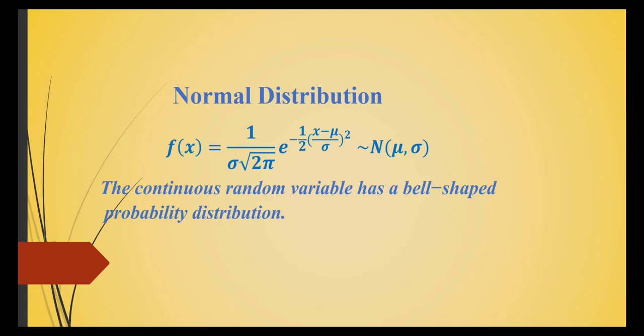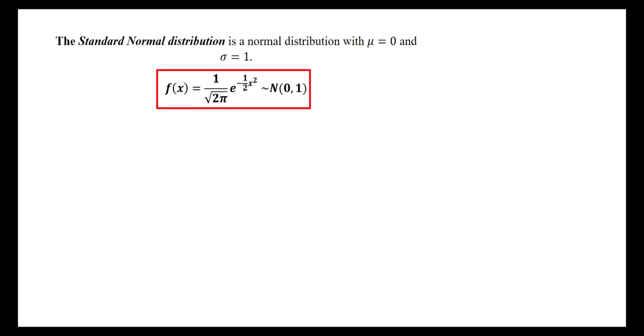Now we're going to be looking at a specific case of the normal distribution that has a mean of 0 and a standard deviation of 1. The standard normal distribution is a normal distribution with a mean of 0 and a standard deviation of 1. If we put in 0 for mean and 1 for sigma, the probability density function becomes what we have right here. So we see here we have a mean of 0 and a standard deviation of 1.